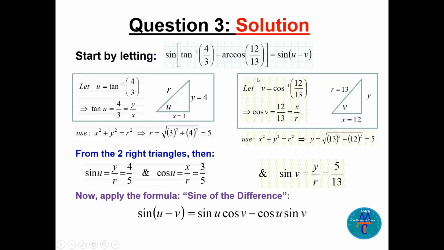The second angle, let v be equal to cosine inverse, which is the same as arc cosine 12 over 13. So cosine of v is 12 over 13, x over r, then I can find y. So from the triangles, I can find sine of u, cosine of u, and then sine of v, because I have already cosine of v.